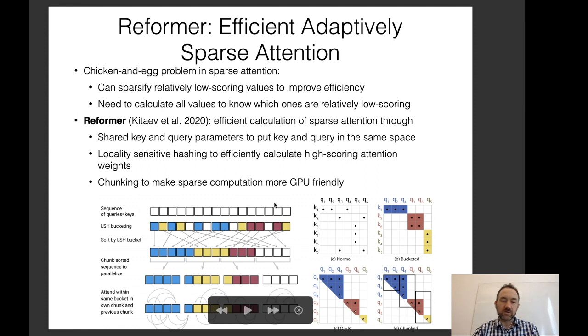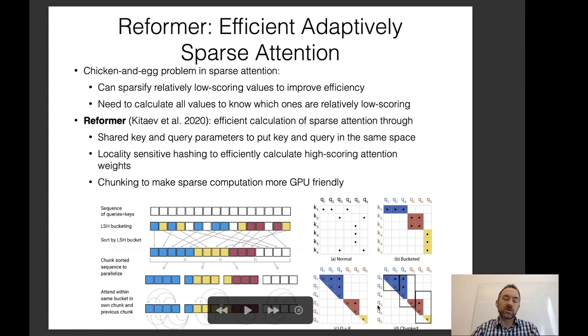So we start with the sequence of queries and keys, and then we do LSH bucketing to convert these queries and keys into buckets. So we have a blue bucket, a yellow bucket, a white bucket, and a magenta bucket over here. And then after we've done this, we just calculate attention among things that are in the same bucket. Because we do this, we no longer need to calculate over every pair, but can just do it among the blue ones, among the yellow ones, among the purple ones.